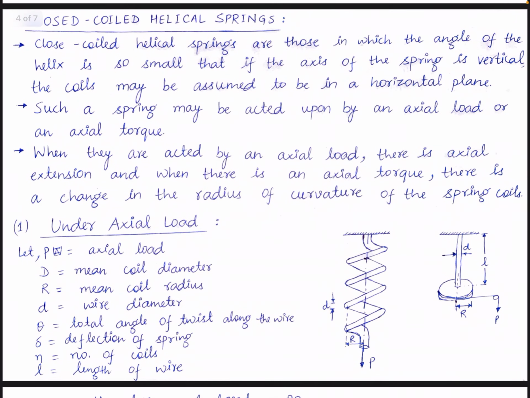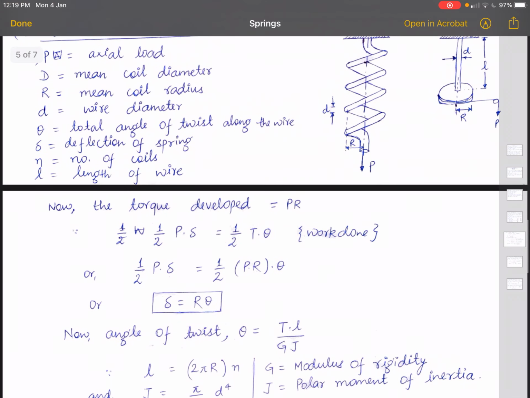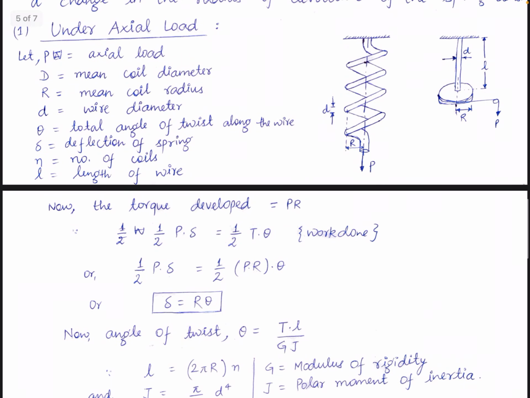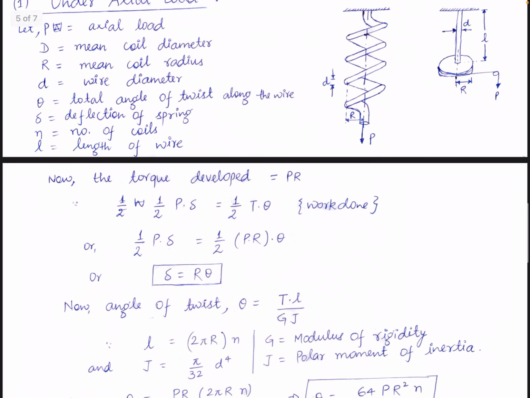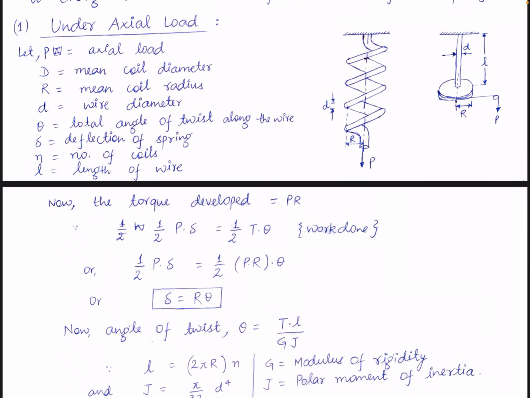Such springs may be acted upon by an axial load or an axial torque. When they are acted on by an axial load, there is axial extension, and when there is an axial torque, there is a change of the radius of curvature of the spring due to twisting. Here we are only going to see this, because you are going to study springs in detail in strength of materials. We are just using this lecture to introduce springs, so you can get the essence of how we are going to deal with them in detail.